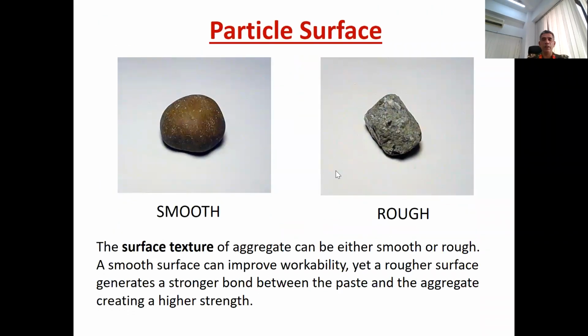Particle surface can be smooth or rough. That is called surface texture. Texture is the feel. A smooth surface is easy to work with, but a rougher surface has one advantage: the resulting bond will be stronger than with smooth aggregates, because smooth aggregates will not make a strong bond between them. Rough surface aggregates are less workable, less easy to work with, but ultimately they will make a better bond.